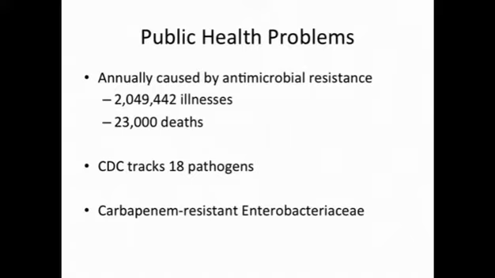The CDC estimates that annually, at least 2 million illnesses and 23,000 deaths are caused by antibiotic resistance. The CDC currently tracks 18 hospital-based pathogens that are known to have antimicrobial resistance. Of those pathogens, the ones with the most concern are the enteric bacteria, mainly the carbapenem-resistant Enterobacteriaceae. This bacteria is resistant to all antibiotics on the market. In 2001, CRE was found in only one state in the U.S. However, it is currently found in 44 states.